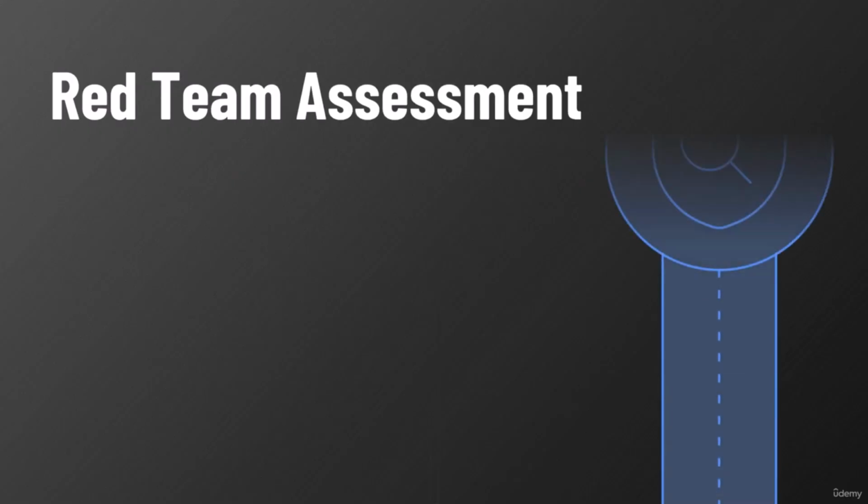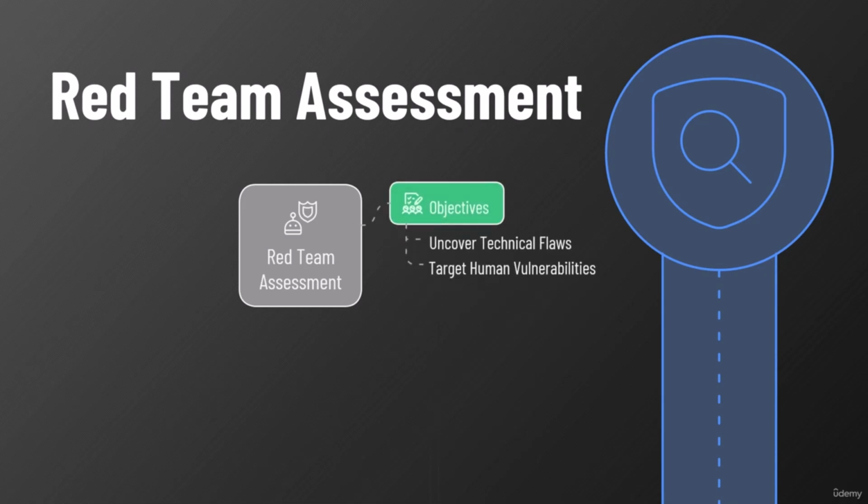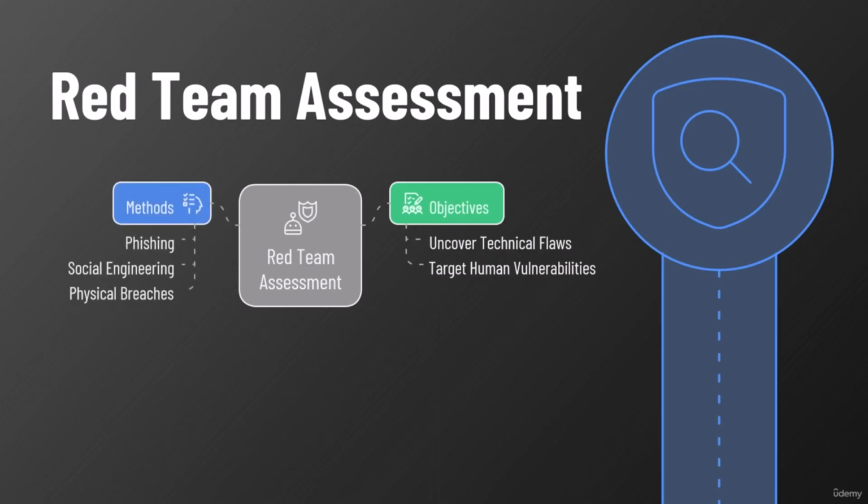The third category of security assessment, and the primary focus of this module, is the red team assessment. This approach involves a highly sophisticated adversarial simulation where a team of security professionals, known as the red team, emulates the behavior of real-world threat actors. Their objective? To probe an organization's defenses by replicating the tactics, techniques, and procedures (TTPs) used in actual attacks. Red teamers aim to uncover and exploit technical flaws, but they don't stop there. They also target human and procedural vulnerabilities through methods like phishing, social engineering, and even physical breaches.